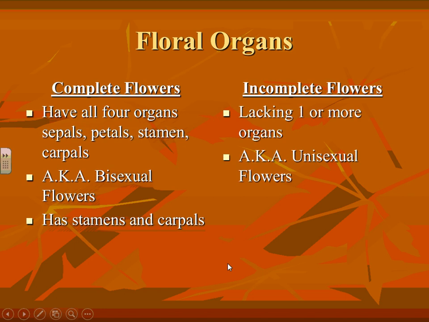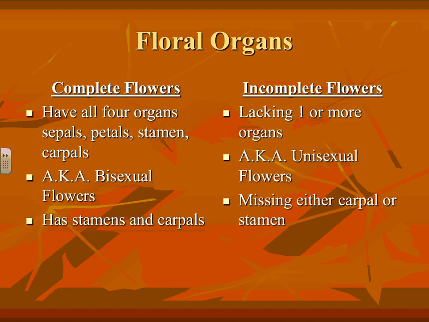An incomplete flower is one that lacks one or more of those organs. They're also called unisexual flowers, and they are missing either the carpel or the stamen. So they have either the male part of the plant or the female part, but if you're an incomplete flower, you don't have both. An example of this would be a blueberry plant. Blueberry plants have to be planted with different kinds of incomplete flowers so that some will produce the pollen and some have the eggs.